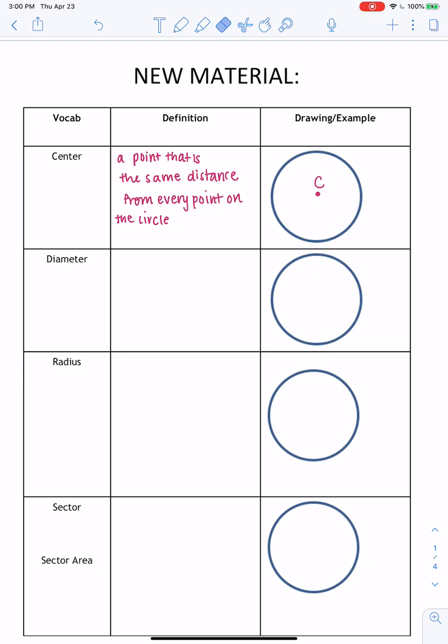Then we also have the term diameter, and that's one that we're familiar with. We have center point C, and the diameter is that line segment. It's a line segment that goes through the center of the circle.